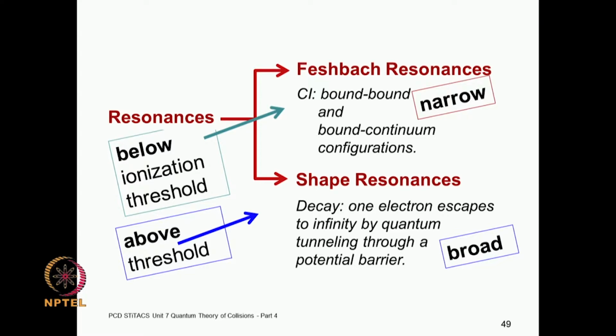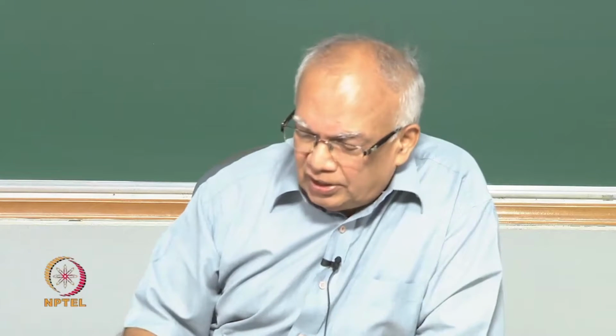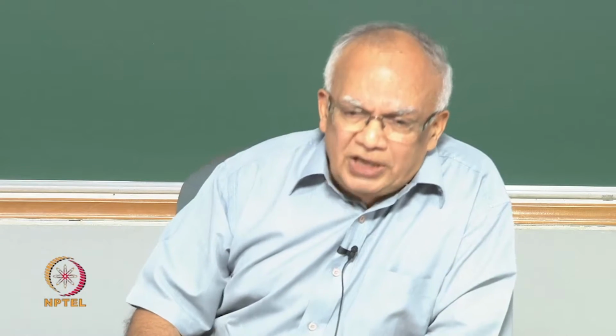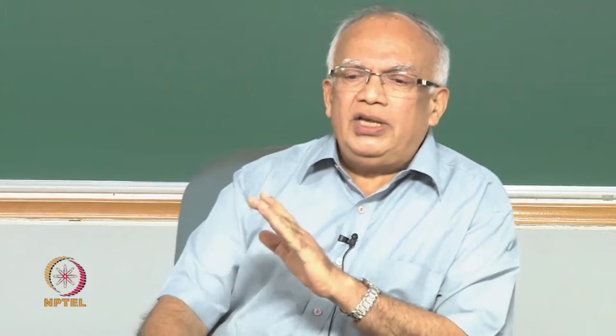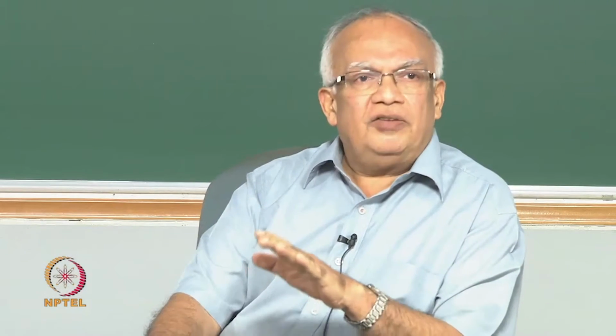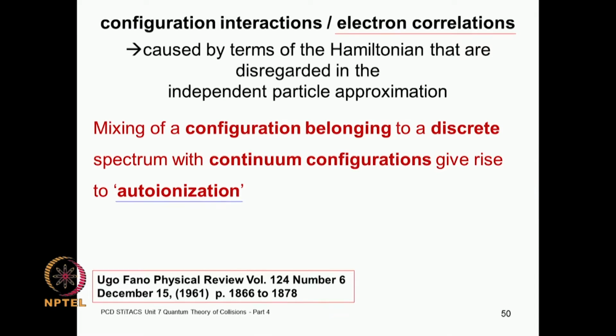The Fano Feshbach resonances are relatively narrow, and this is just a gross feature. One has to get into the details, because within the family of Fano Feshbach resonances there are very many different kinds of shapes and widths that we have already talked about in our previous class. Our interest now is in studying the electron correlations, the configuration interactions which lead to these Fano Feshbach resonances, and they lead to autoionization. These resonances are more specifically called autoionization resonances.